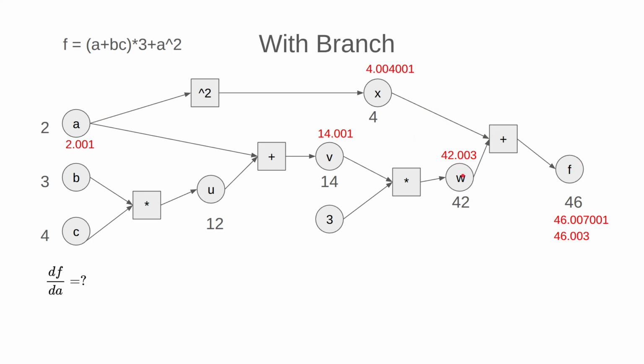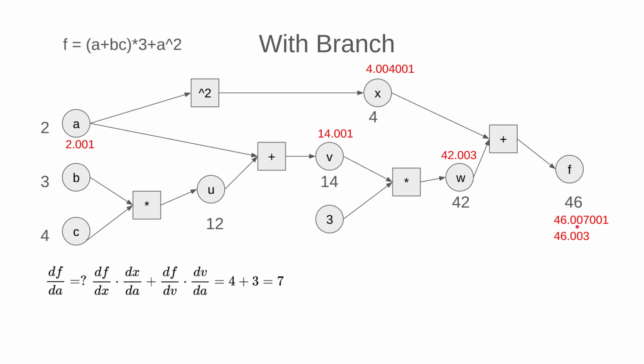So when we try to decide the gradient, we need to use 46.007001 instead of 46.001 here, because that one depends on this branch only. We need to consider both branches so that the gradient will be a correct value.